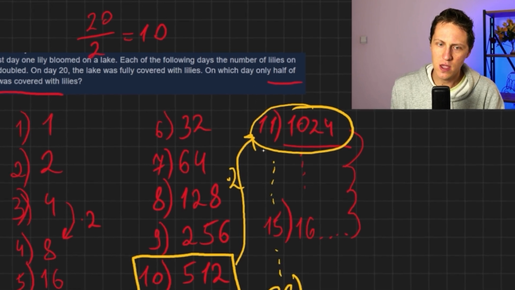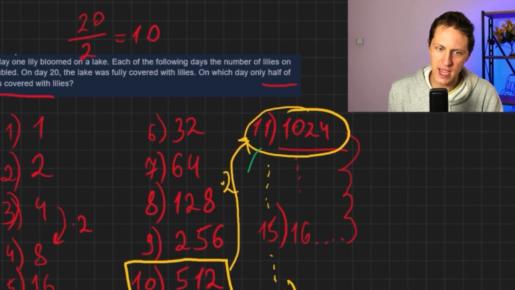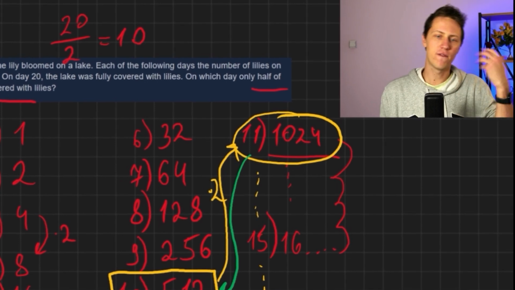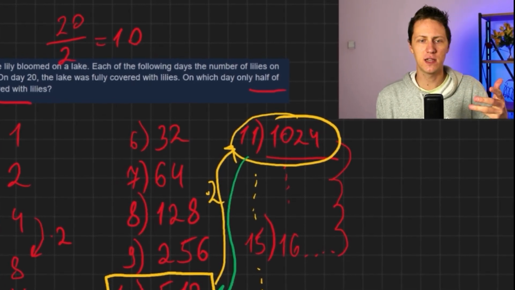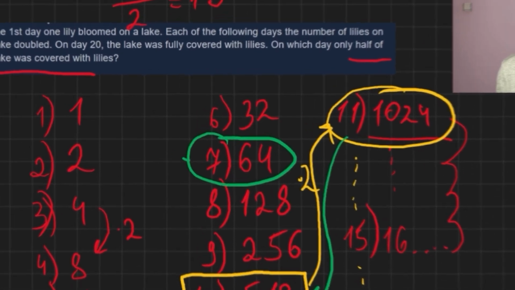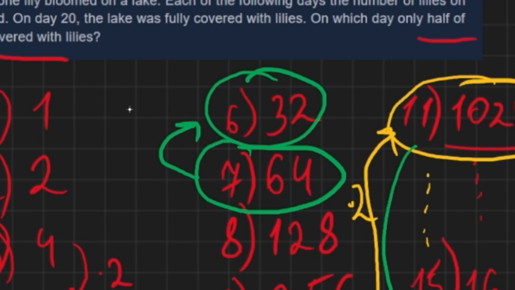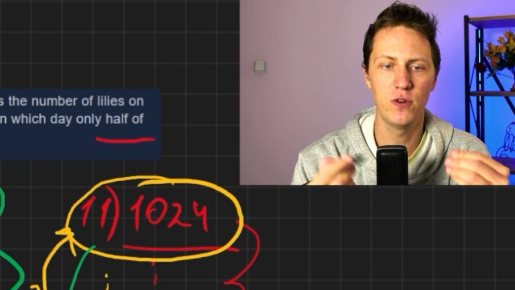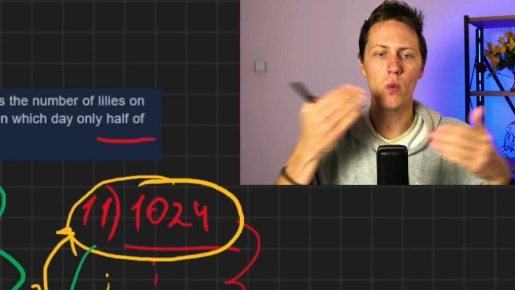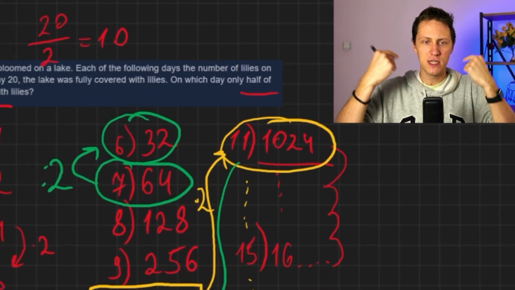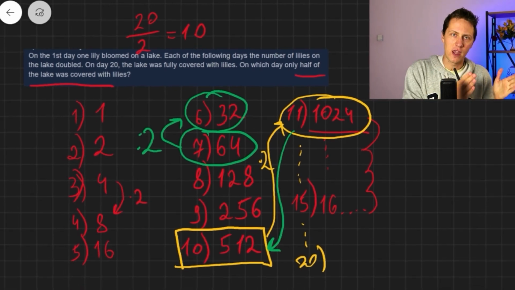This means that if you go in reverse from day 11 to day 10, you're going to get half the number of lilies you had on day 11. Check this out. If you go from day 7 back to day 6, you have to divide by 2. This is how it works. If you have to double the lilies every day, then you can rewind time, like time travel back one day, and you are going to see the number of lilies halving.